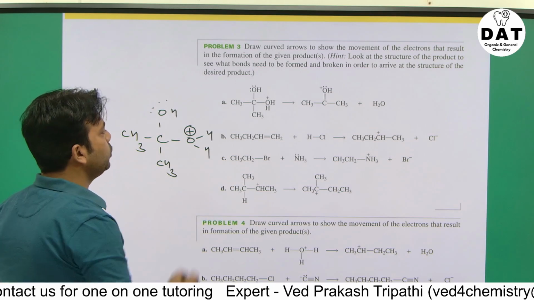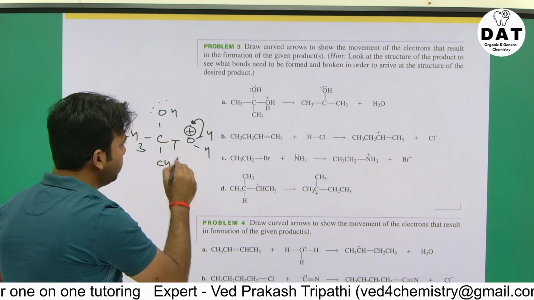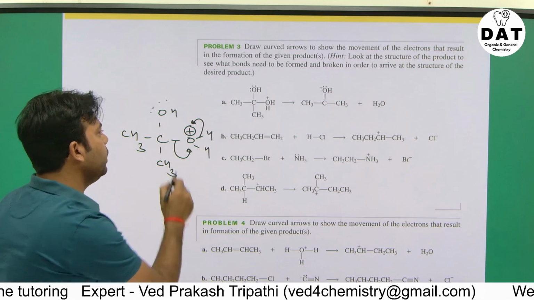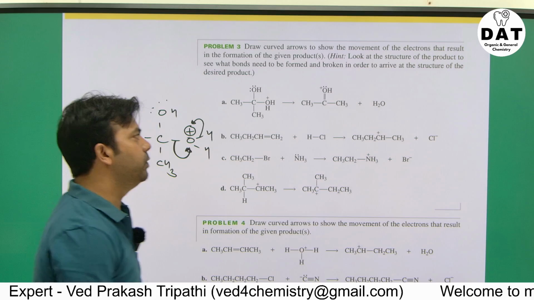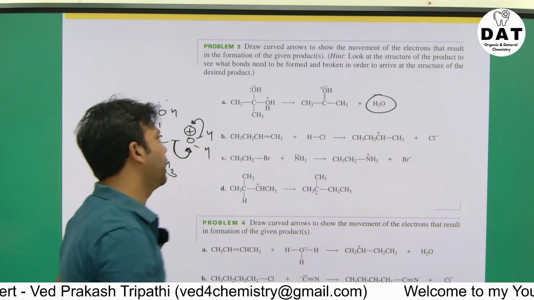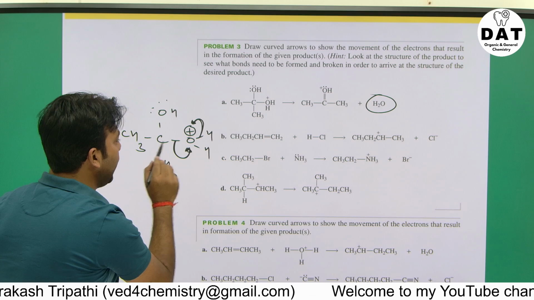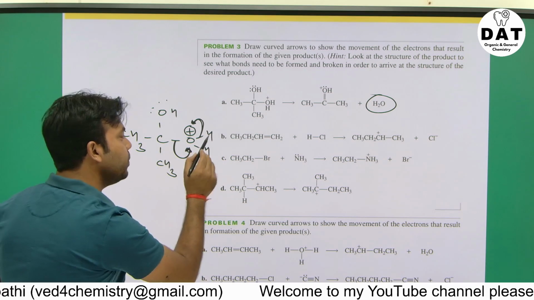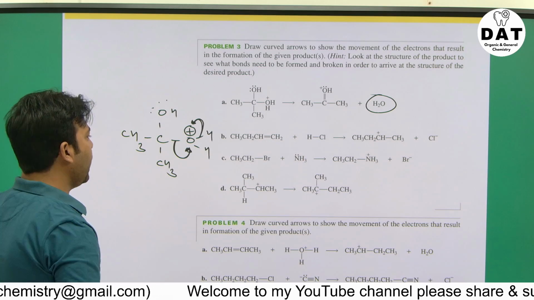So now you have two choices, either this or this. If you are going to break like this, it means water is my leaving group, and yes, we have water as a leaving group. And if you are going to break like this, it means the carbon is still bonded with the OH and only H plus is my leaving, but here no H plus is leaving. So what is happening here?